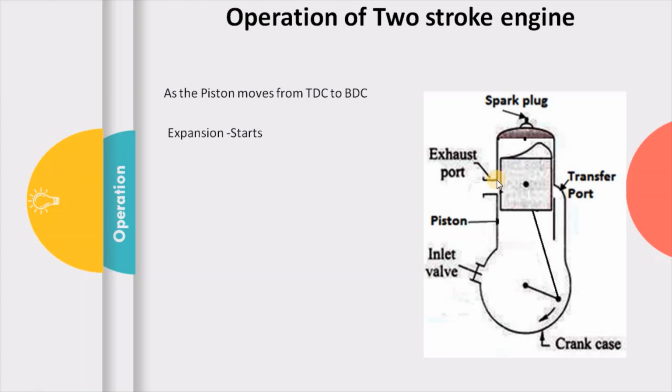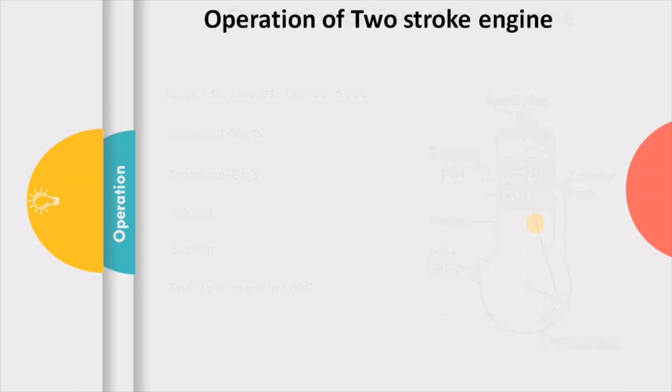the effective expansion happens until the piston reaches over here. Once the piston reaches here and the exhaust port is opened, your expansion ends, and then further the exhaust starts. So exhaust is happening now, the gases are going out, and further the piston moves to uncover the transfer port, and suction also starts. So suction is starting now, and finally the piston reaches bottom dead center. So this is what happened when the piston was moving from top dead center to bottom dead center.